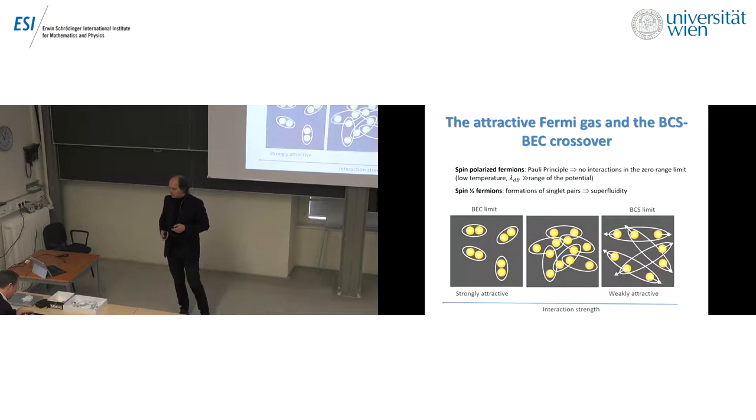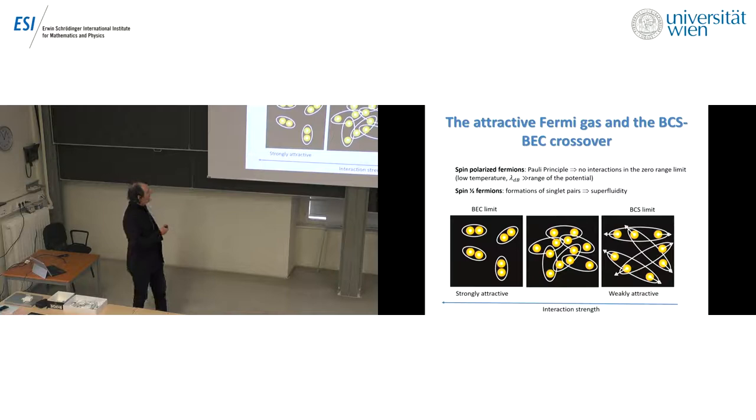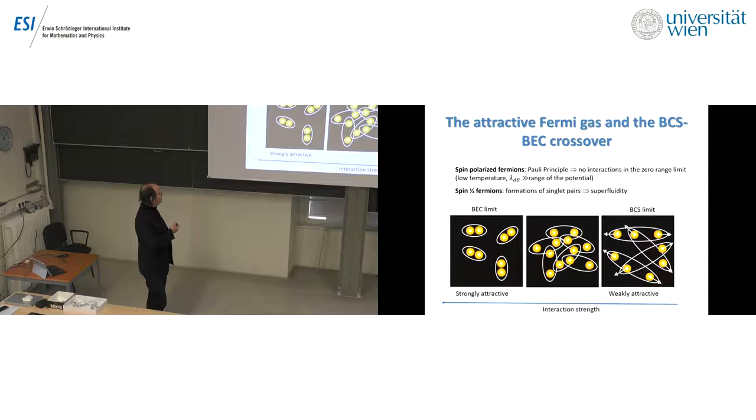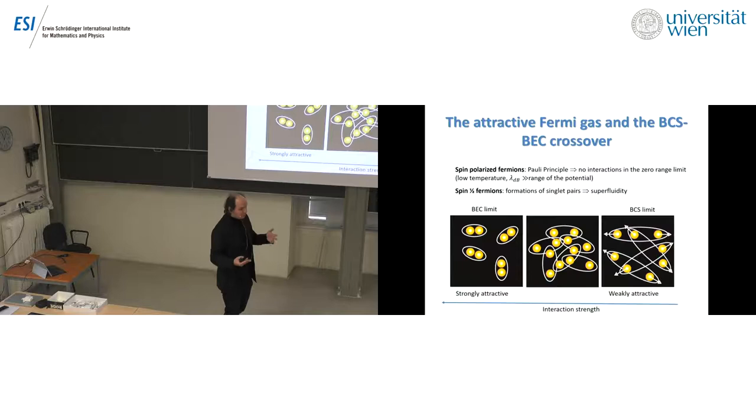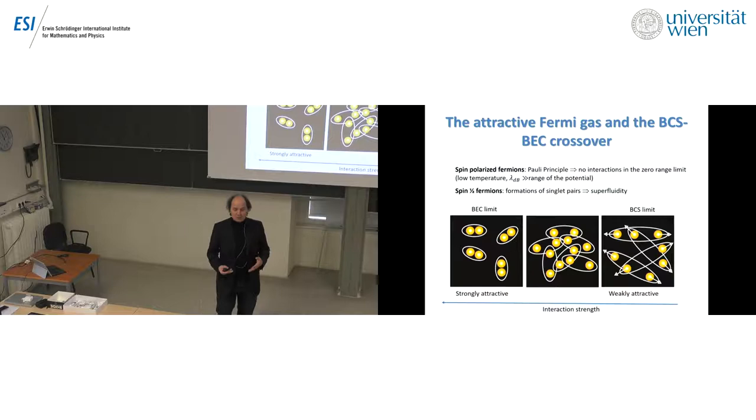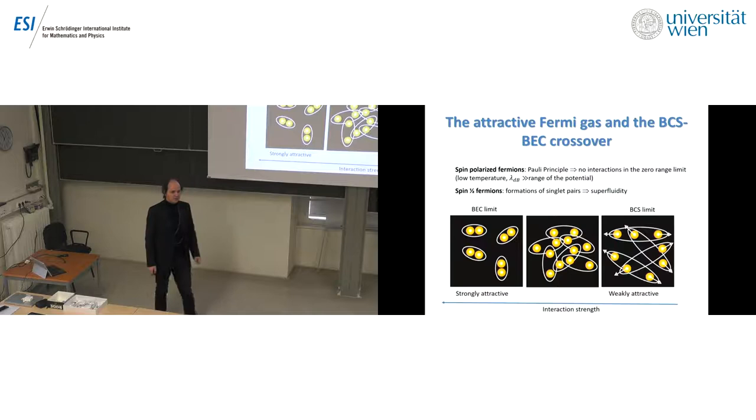So this is usually represented by this diagram here, where we plot the interaction strength in this direction. In the strongly attractive regime, you form very strongly bound pairs, which you can consider as point-like bosons. And so in this regime, you have a Bose-Einstein condensate of dimers. On the opposite side, you have very loosely bound Cooper pairs, which can also form, as I said, a BCS superfluid. And actually, the regime which is interesting is the one in between, where the size of the pairs is comparable with the interparticle distance. This is a regime which is very strongly correlated and which is the most difficult to address theoretically. And so this is the one on which we usually focus.